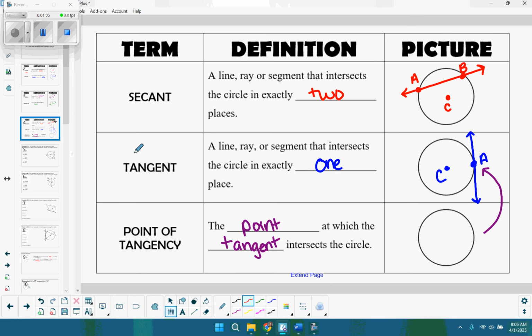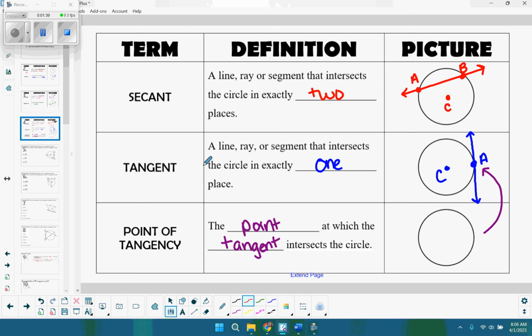Now we have three new terms, because you've probably seen the previous ones. A secant is a line, ray, or segment that intersects a circle in exactly two places. The difference between the secant and a chord is that the secant also has parts that exist outside of the circle. So here we see line AB is a secant. It could have been a segment from A to, say, a point over here, D, as long as there were parts contained inside and parts contained outside, that would be a secant line.